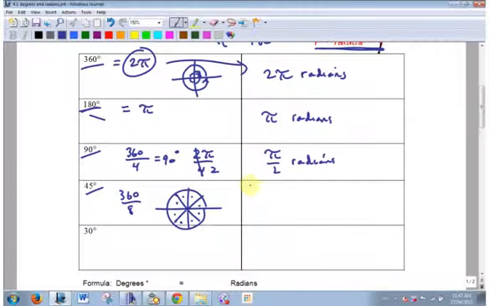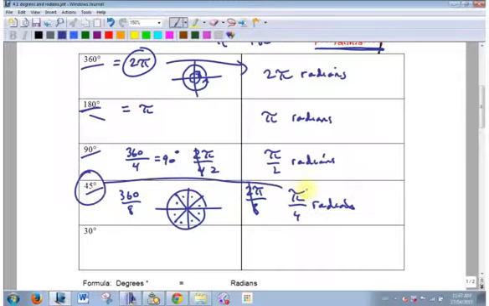Okay, so I've got 2 pi, and I want to take an eighth of that. Well, do we see the pattern? That's pi over 4 radians. Okay, 45 degrees is the same as pi over 4.